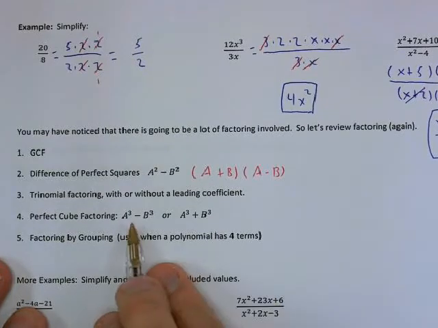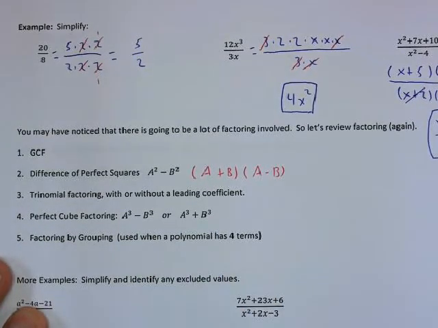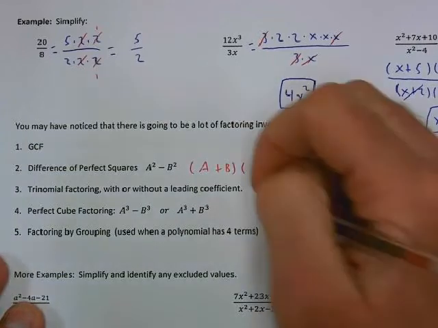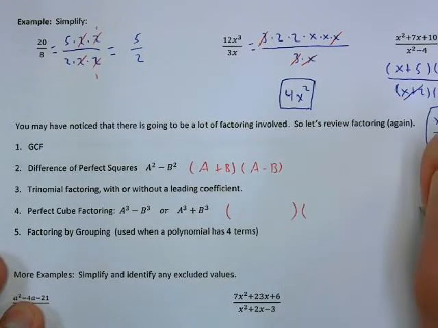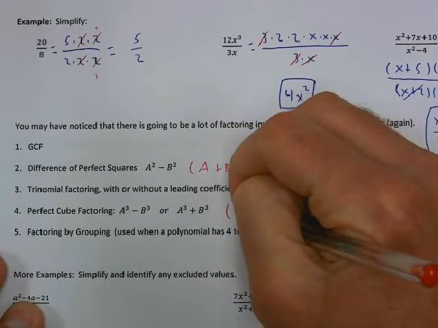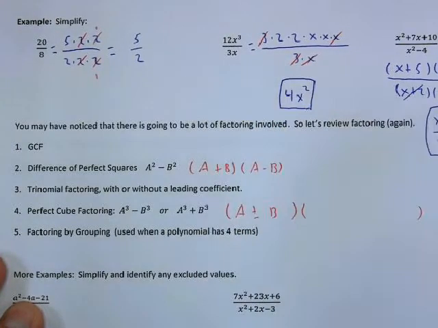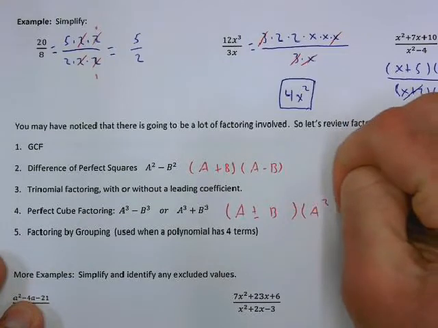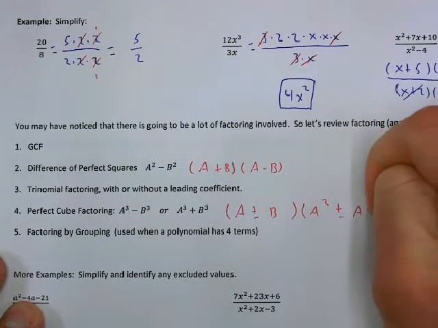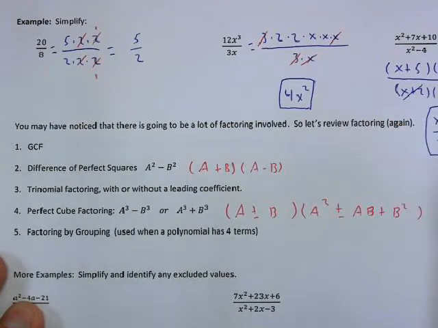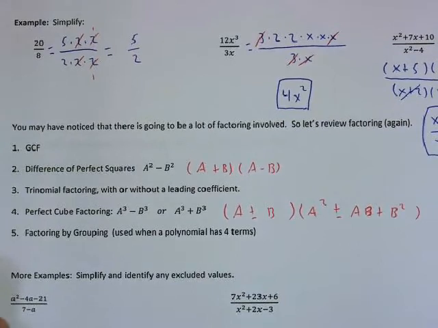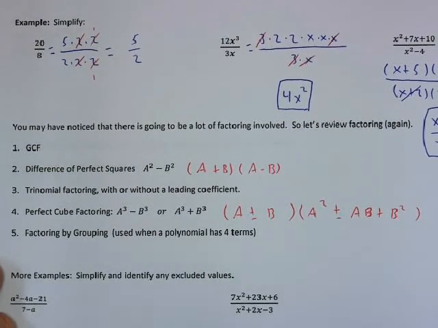Perfect cube factoring, so it could be a cubed minus b cubed or a cubed plus b cubed. How's that going to factor? Well, that's the one where it's a binomial times a trinomial, and we like to use SOAP to get our signs. Now, just so we can write it only once, let's use a plus or minus symbol instead. So it's going to be a plus or minus b times a squared plus or minus ab, and then always plus b squared.